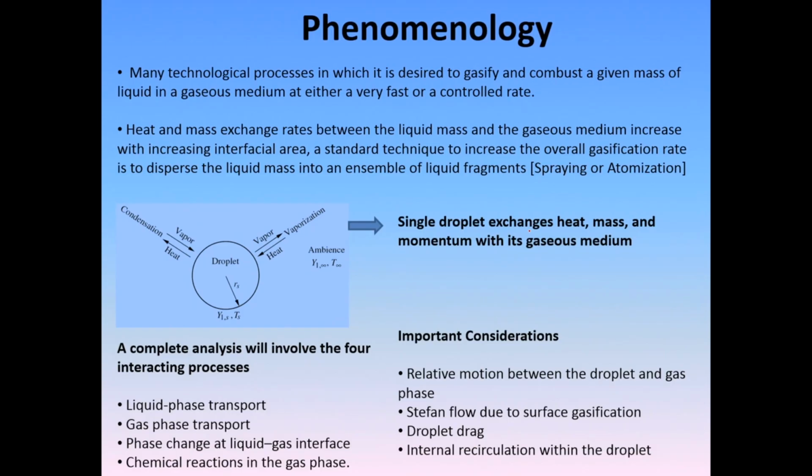So, what does this droplet actually do? If you carefully look at the droplet, this is an isolated droplet that we have put over here. This is isolated. That means, let us not assume that it is surrounded by any other droplets. It is like one building block that we have taken out. What this droplet actually does is that there will be heat and mass exchange between the droplet as well as the gaseous medium in which it is.